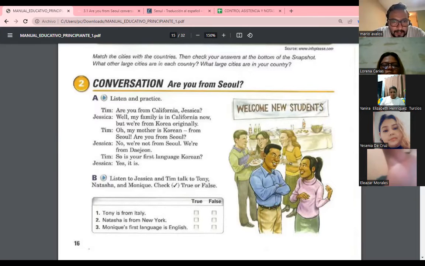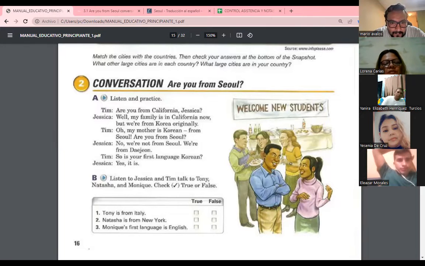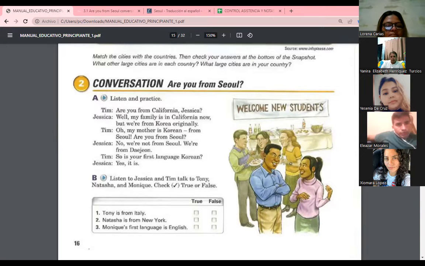Go ahead. Are you from California, Lorena? Well, my family is in California, but we're from Korea originally. Oh, my mother is Korean, from Seoul. Are you from Seoul? No, we're not from Seoul. We're from Daejeon. So is your first language Korean? Yes, it is. Okay, thank you. Good pronunciation, Mario. Thank you. You are improving a lot. Okay, let's see. Thank you, Lorena, too.